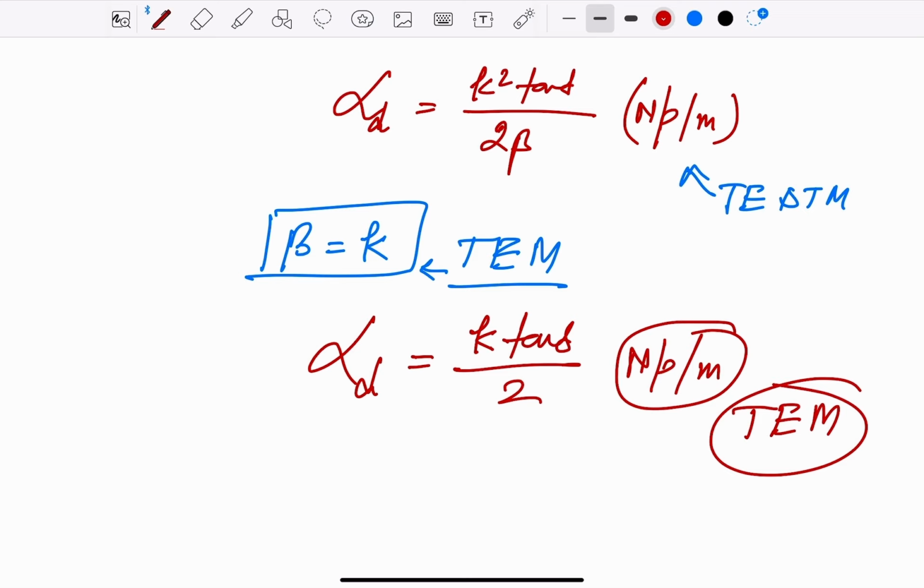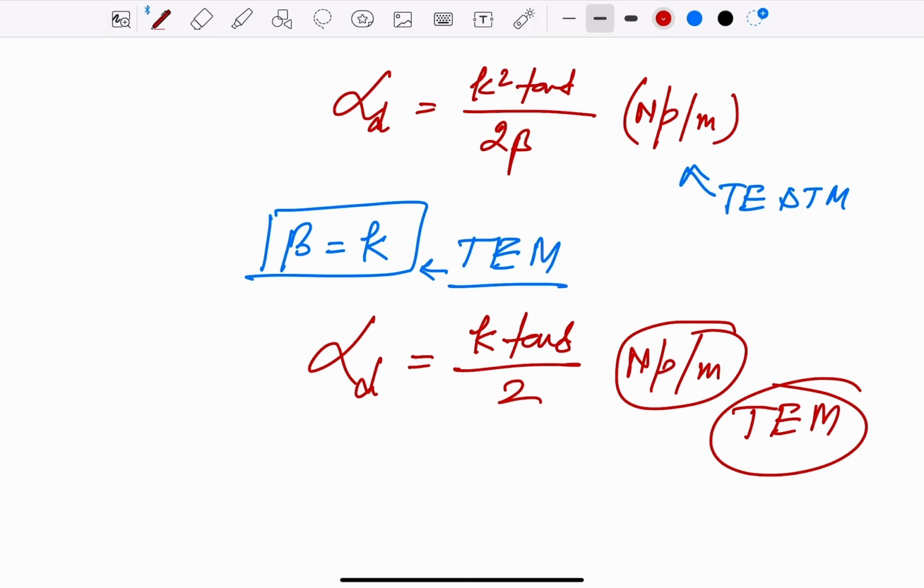In a similar way, the conductor losses could be accommodated. For the conductor losses, we'll be talking about those in the next class. So this is all for this class. You can look at some critical dielectrics and their loss tangents. It will be really helpful to check what level of losses there are in the dielectrics.